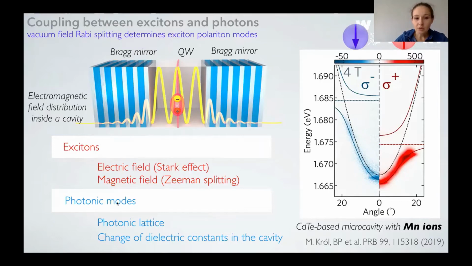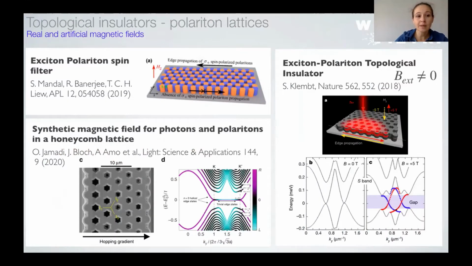So we can change the photonic modes, for example, by building a photonic lattice, and there are lots of very beautiful results in the literature where you can make a polariton spin filter or propagation of the polariton modes on the edges of such a honeycomb lattice, where the spin of polaritons is strongly coupled to the momentum. So we can have edge modes of a given spin polarization and of the other spin polarization. This gives us a very beautiful engineering of photonic modes in the photonic lattice.